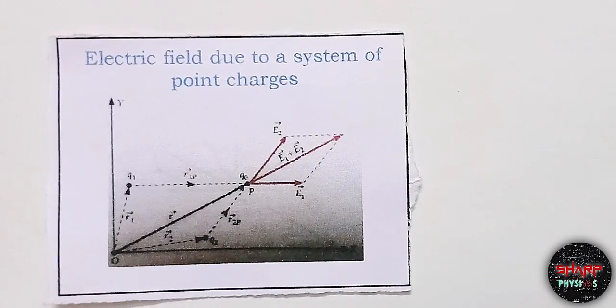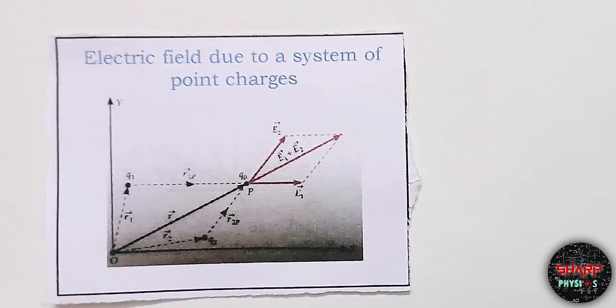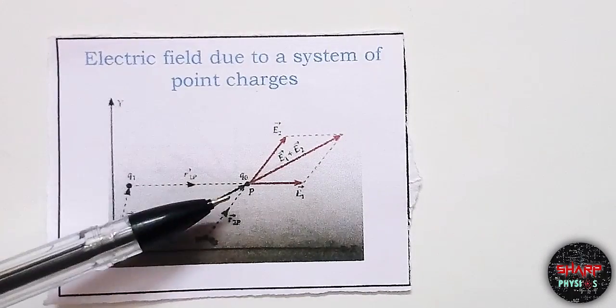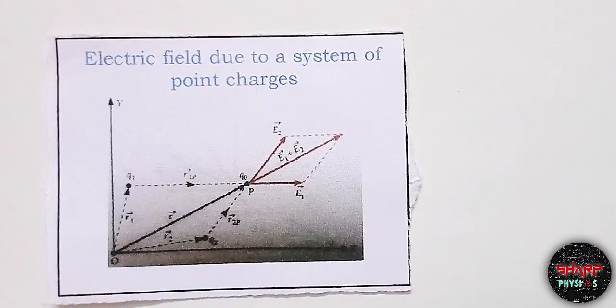So let us consider a system of n point charges, Q1, Q2 up to Qn, having position vectors R1, R2 up to Rn from the point O. So we have to consider a system of charges Q1, Q2, Q3 up to Qn, having vectors, that is the distances, R1, R2 up to Rn from the point O. Our work is to determine the field at the point P. Now we'll apply Coulomb's law.